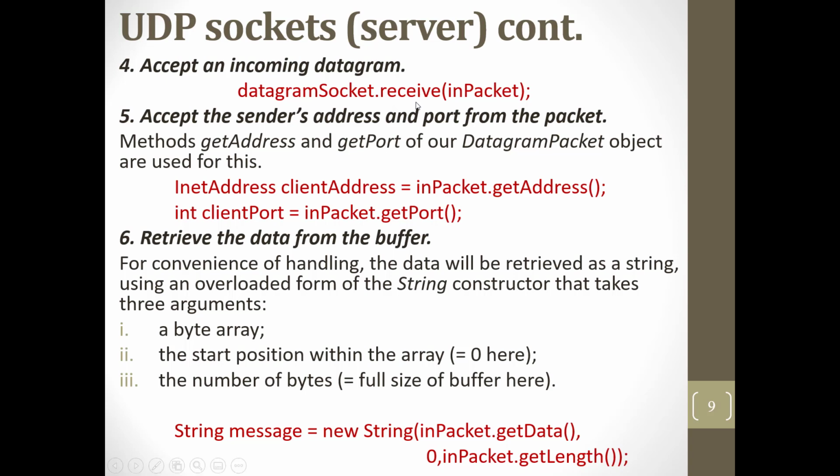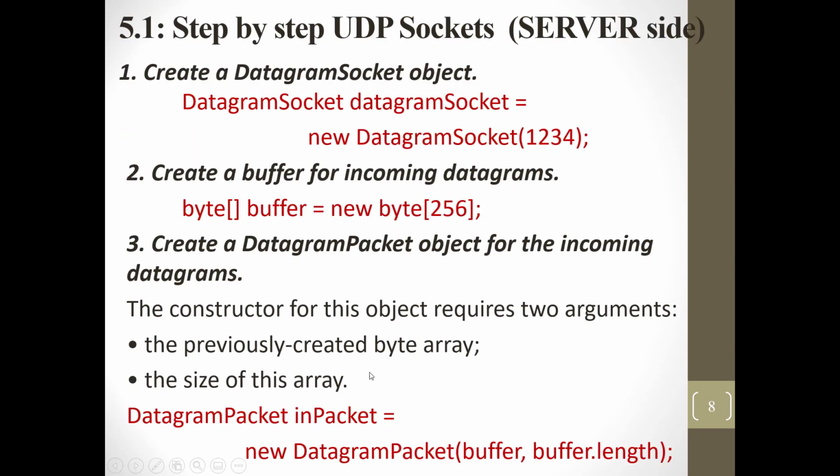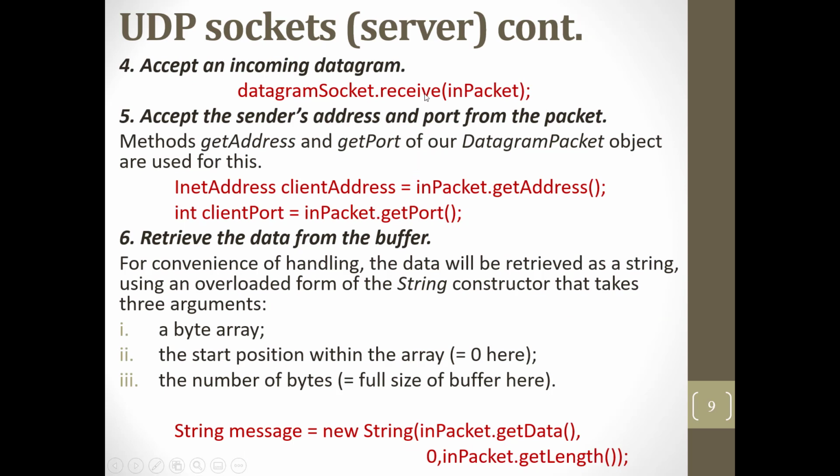Now you can see that by using the receive method, I am going to receive the packet in the in packet. This is the object we already created in the previous slide. So in in packet, I am going to receive the packet which is going to come. Then from this in packet, we have to find the IP address of the sender, whoever is sending the data to you.